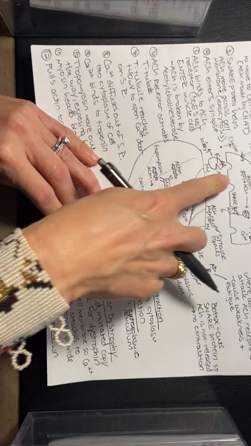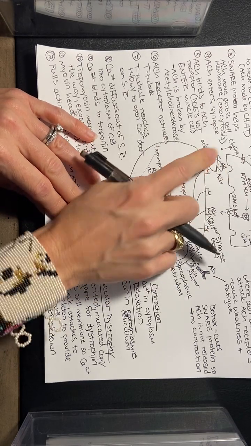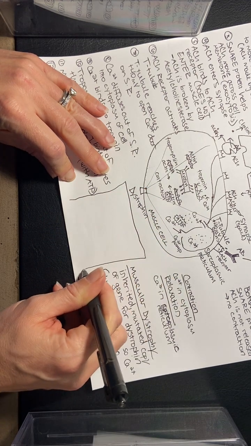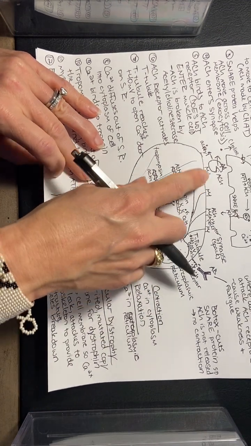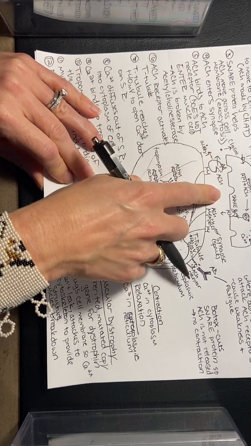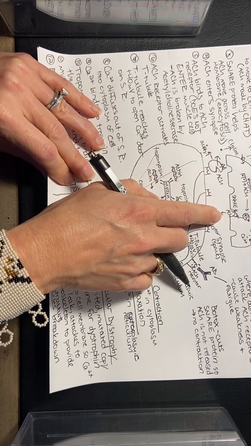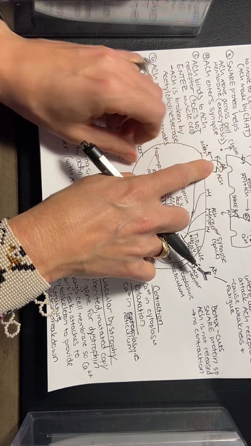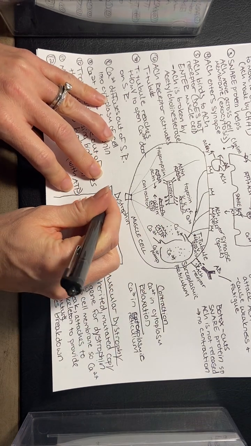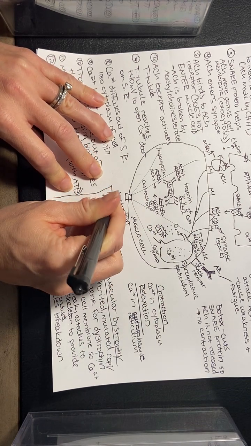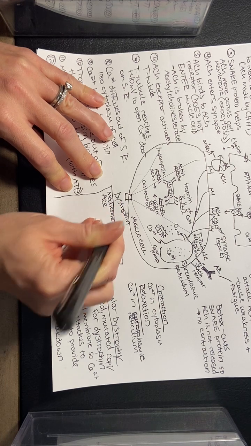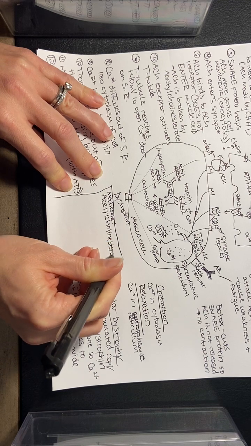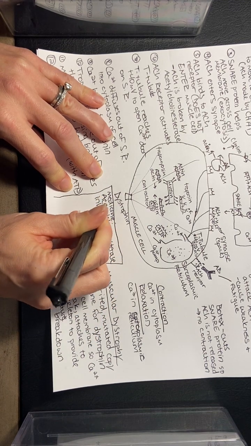So let's talk about what type of medicine. What type of medicine is given to people when we want to increase the amount of acetylcholine here? What we would do is give them a medicine that's going to inhibit or stop this acetylcholinesterase. And this medicine is called an acetylcholinesterase inhibitor.